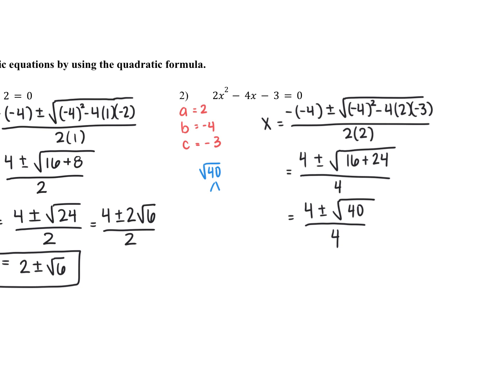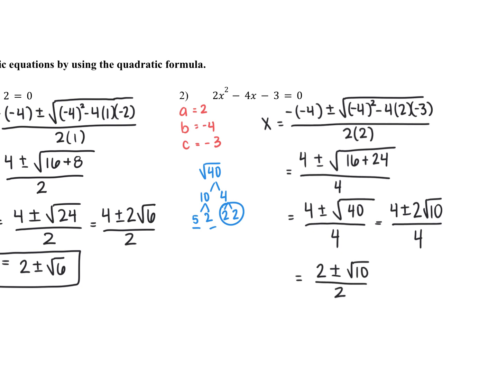which I can break down as 10 times 4. 10 is 5 times 2, and 4 is 2 times 2. So another group of 2's. So we'll have 4 plus or minus 2 square root 10 all over 4, because then this 5 and this 2 are going to multiply back together. So again, I look to see what can simplify. 4, 2, and 4 are all divisible by 2. So we're going to get 2 plus or minus the square root of 10 all over 2. And that is going to be our final answer.